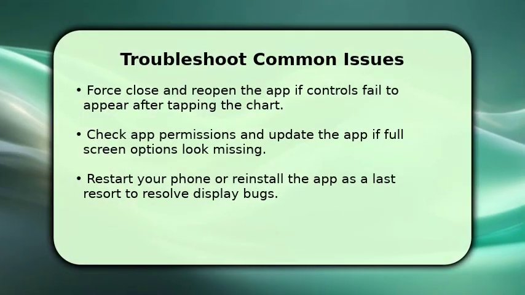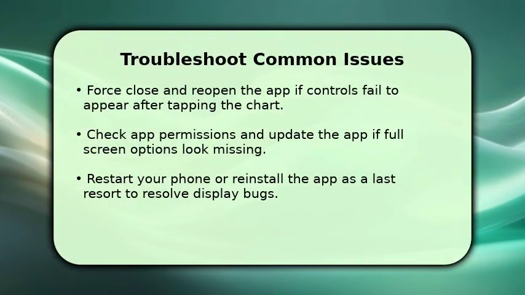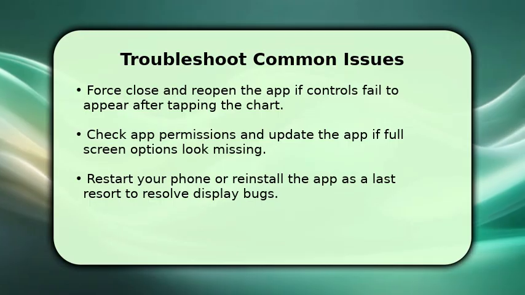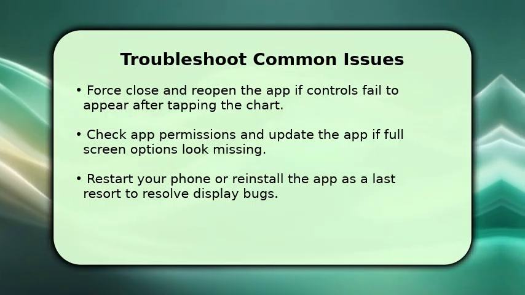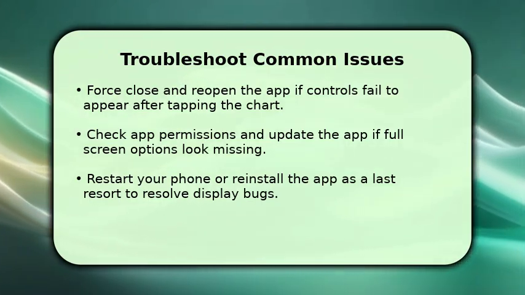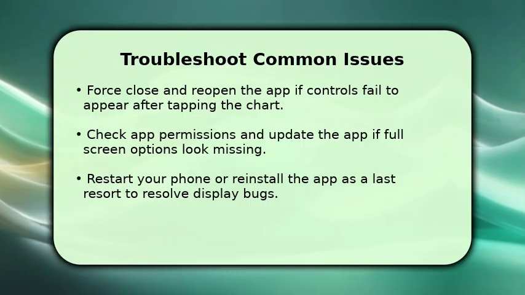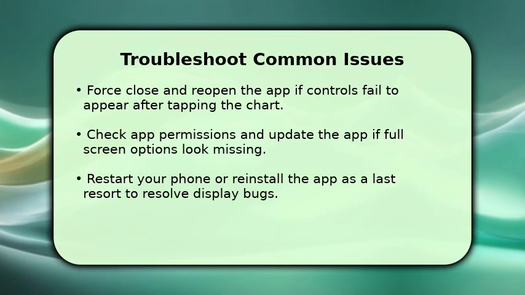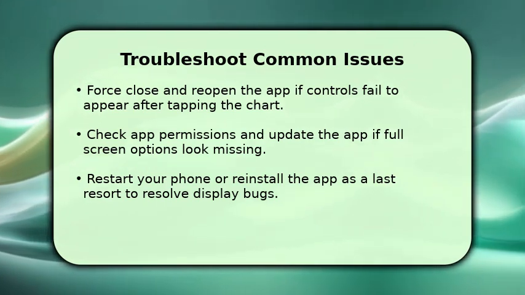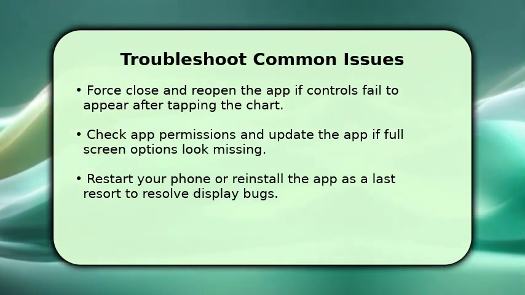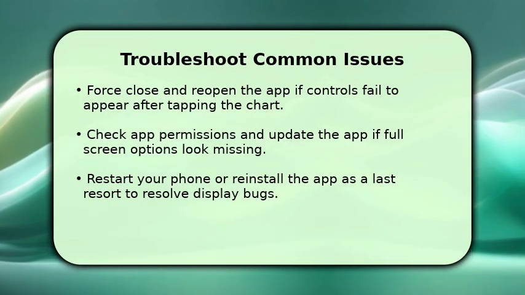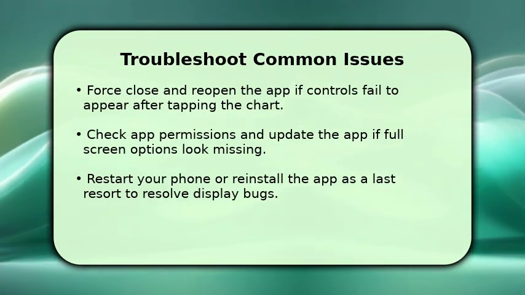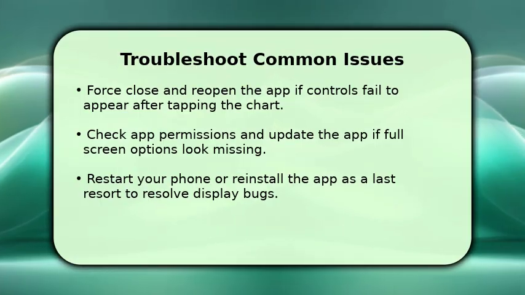If full screen won't activate, force close TradingView and reopen your chart, then try tapping again. Verify you have the latest app update and allow necessary permissions for orientation and display. If issues persist, restart your phone or reinstall the app to clear corrupted settings. Finally, test on another device if possible to see whether the problem is device-specific or account-related, which helps isolate the cause quickly.